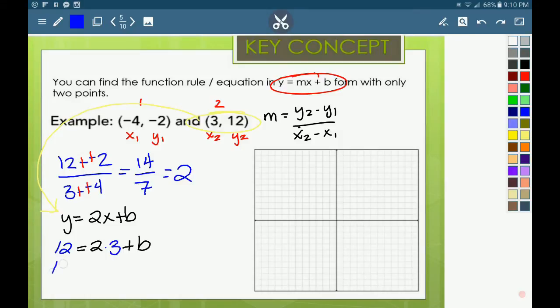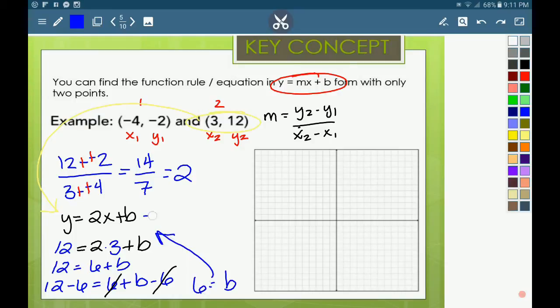So I have 12 is equal to 6 plus b. And if I were to subtract 6 from both sides, then I get my b all by itself. It's isolated. And I have that b is equal to 6. So now I can just take what I know b equaling and morph the equation that I already had into its completed form, which is y equals 2x plus 6.